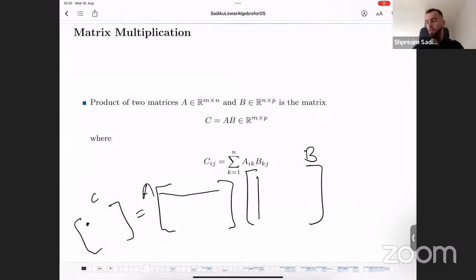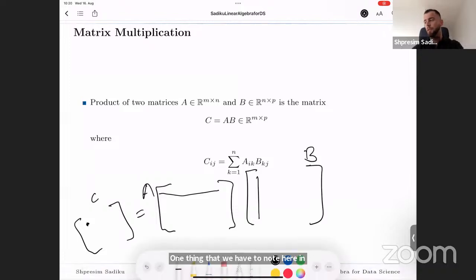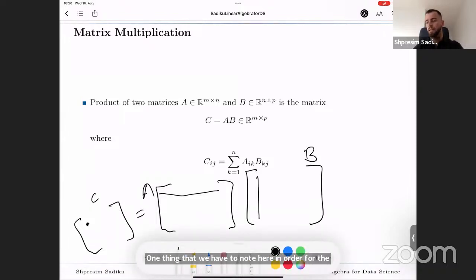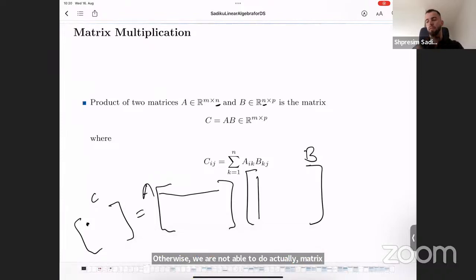One thing that we have to note here, in order for the matrix multiplication to make sense, we have to take care that the second dimension of the matrix A, n in this case, has to agree with the first dimension of the second matrix B. Otherwise, we are not able to actually do matrix multiplication. All right, so now that we have the definition of the matrix multiplication, we are actually able to do operations by multiplying multiple matrices.